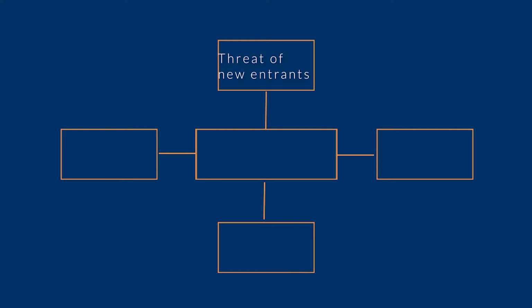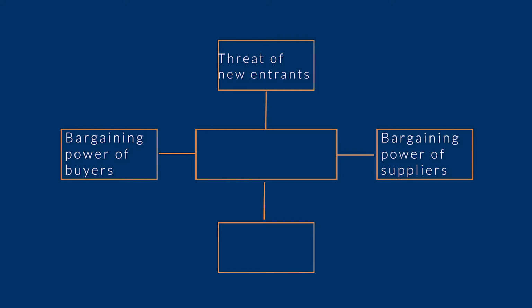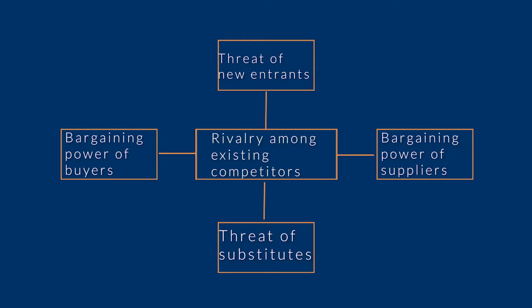So there are 5 competitive forces that are going to affect a company's ability to make profit in a given marketplace. And so these are threat of new entrants, bargaining power of buyers, bargaining power of suppliers, threat of substitute, and rivalry among existing competitors. And let's talk about all that.